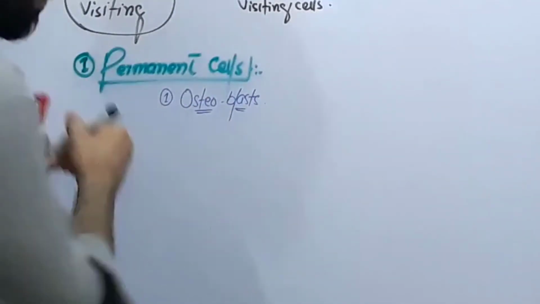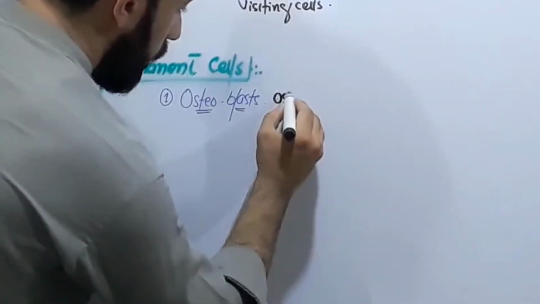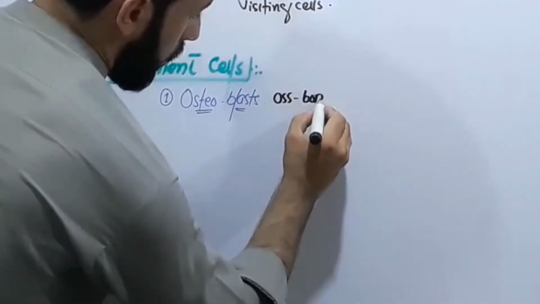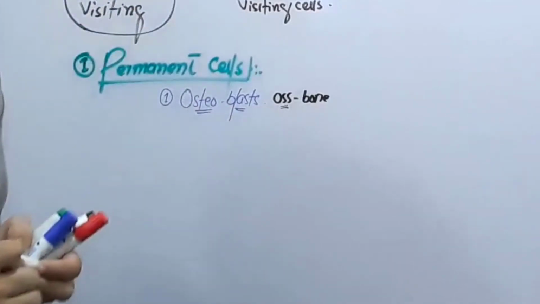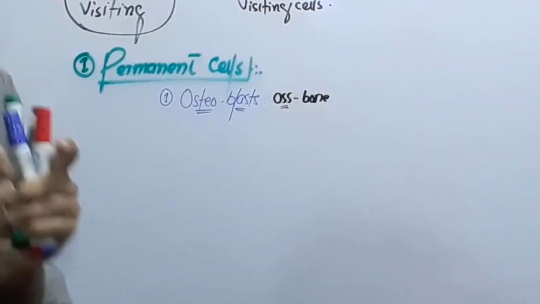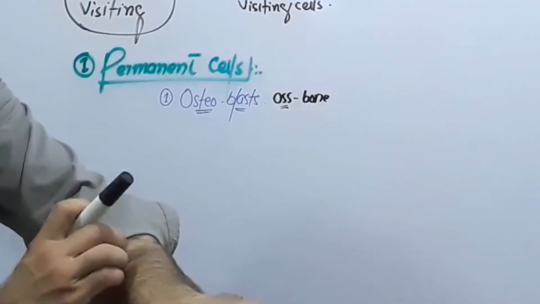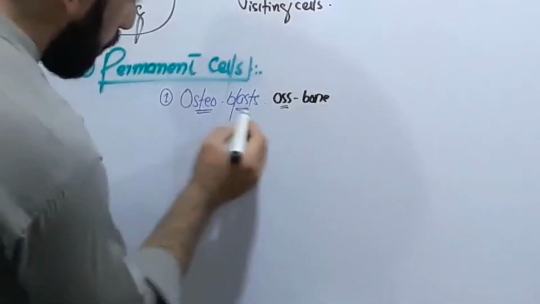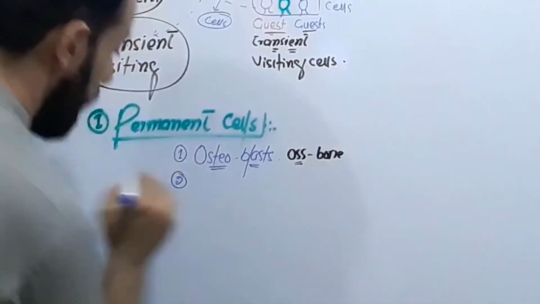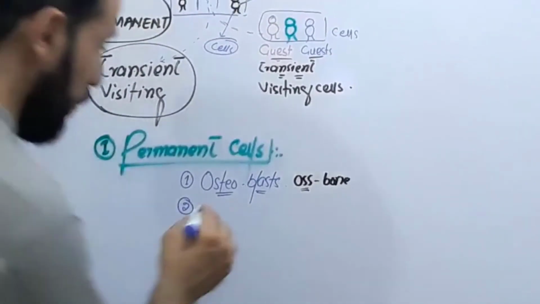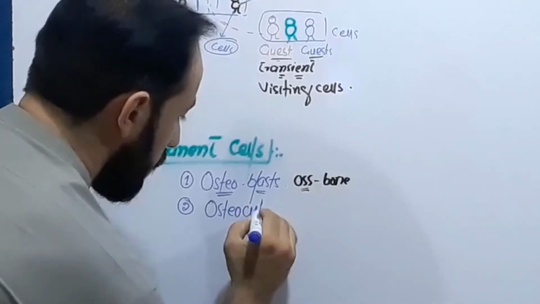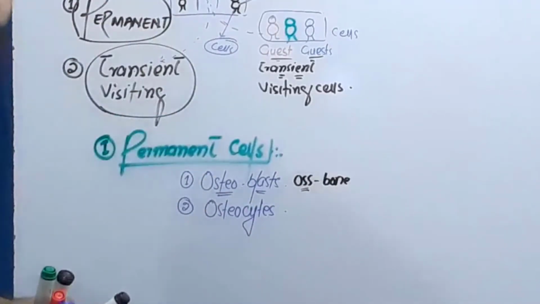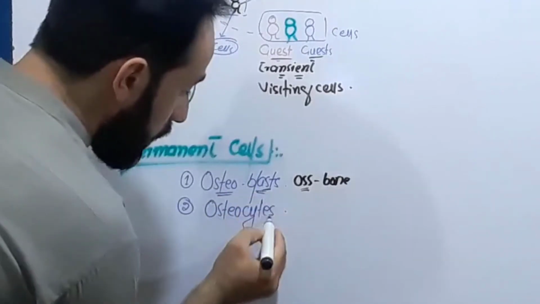What is an osteoblast? Os means bone, right? So these are the cells of the bone which are permanently residing there in the bone connective tissue, right? So osteoblasts, and then there is another type of cells which are permanently residing inside your bone, called the osteocytes, right? So what is the difference between cyte and blast?